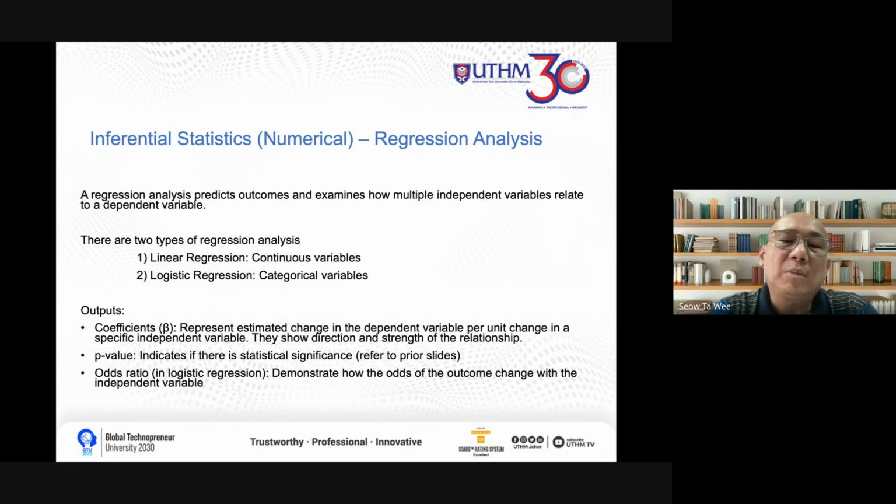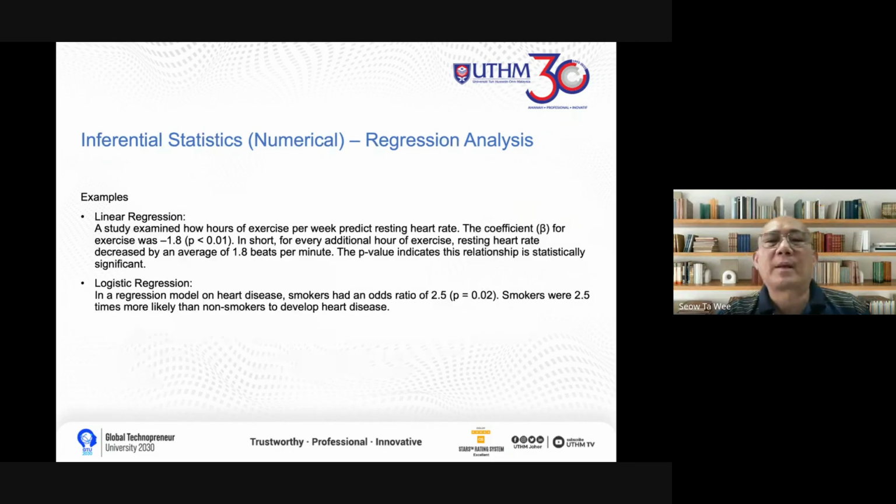In the output, they have coefficients, with symbols like B, representing the estimated change in the dependent variable per unit change in the specific independent variable. They show the direction and strength of the relationship. The p-value, again, determines our significance; it indicates if there is a statistical significance. Odds ratio, they demonstrate how the odds of the outcome change with the independent variable.